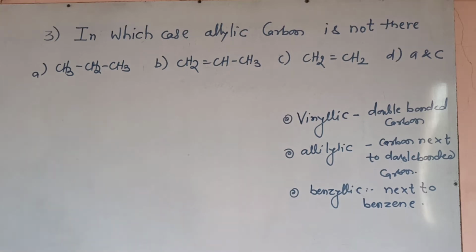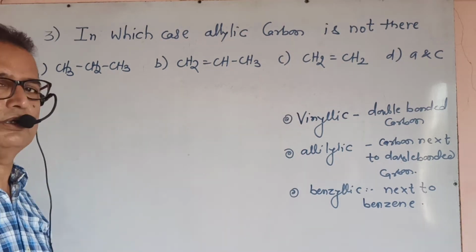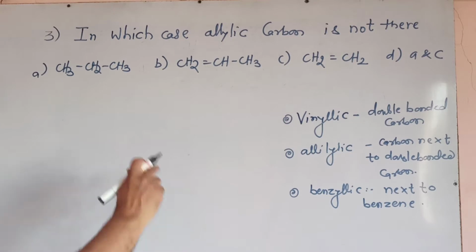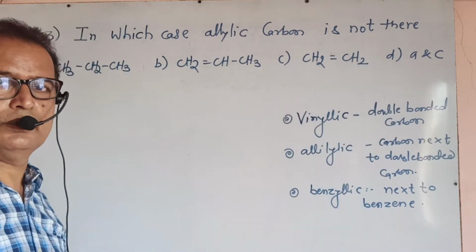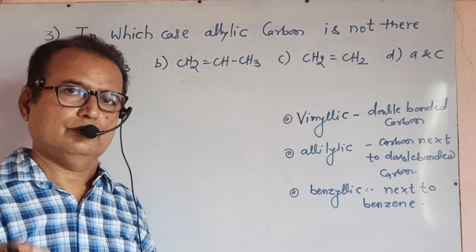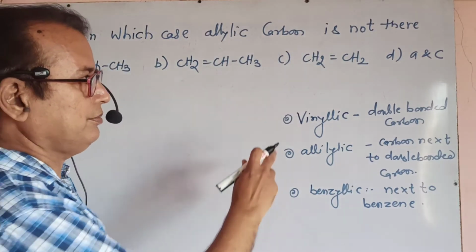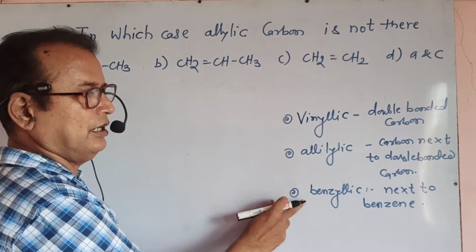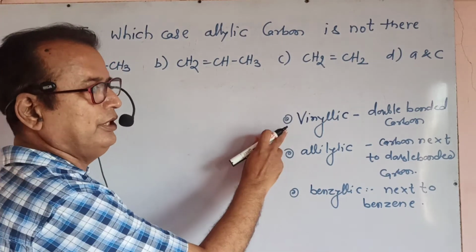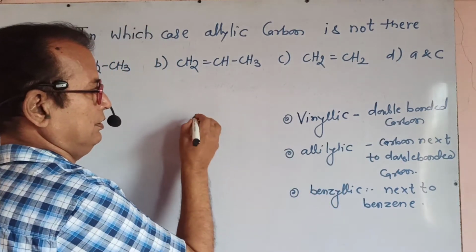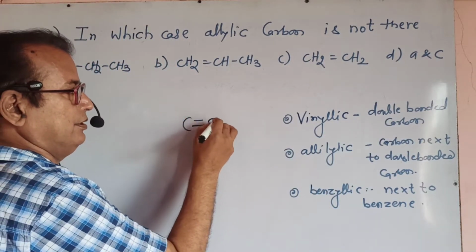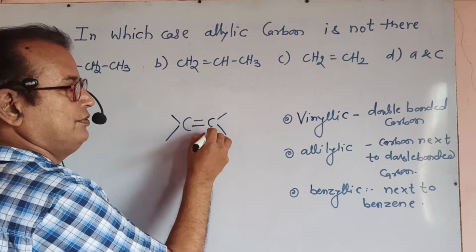Here's the third question. In which case is allylic carbon not there? Case number 1, case number 2, case number 3, both A and C. You must know what is vinylic carbon, allylic carbon and benzylic carbon. Vinylic carbon means double bonded carbon. This double bonded carbon is vinylic carbon.